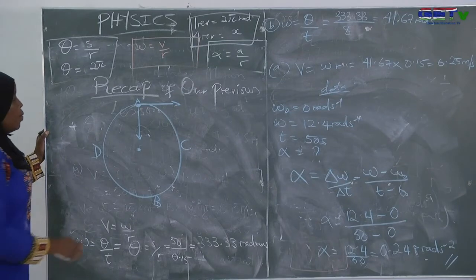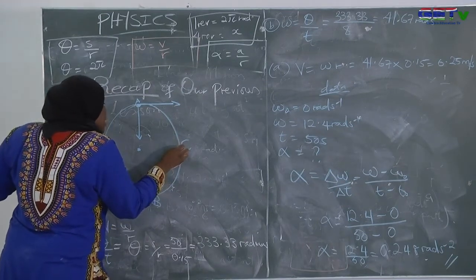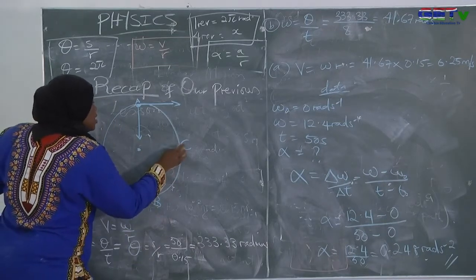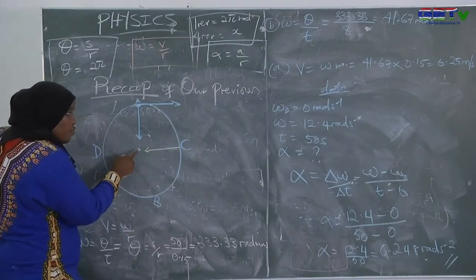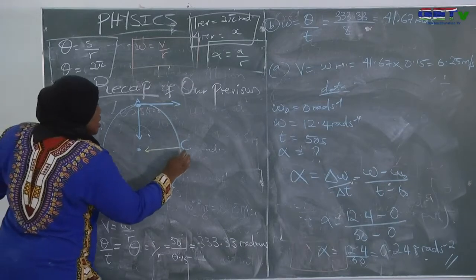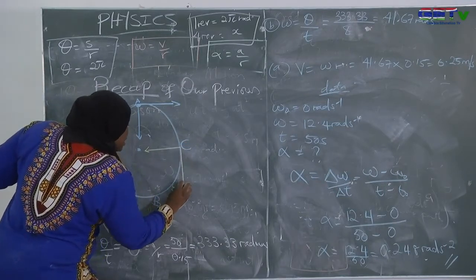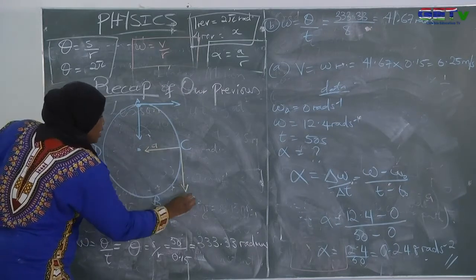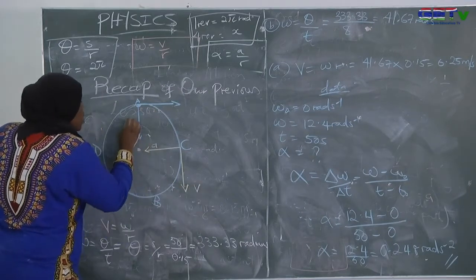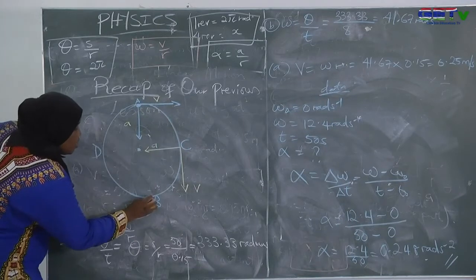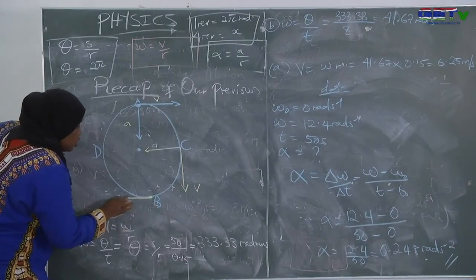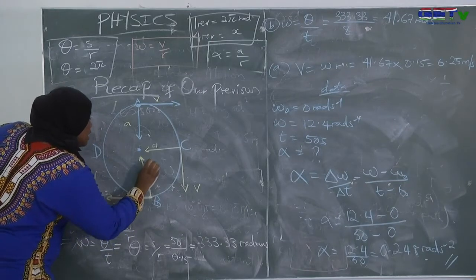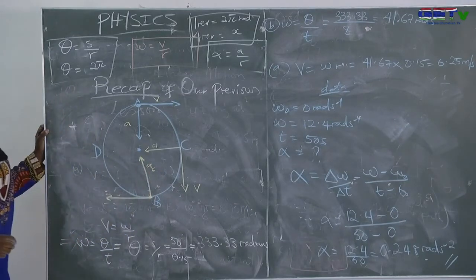When the object is at this point, the acceleration will be, let me use a different color chalk. The acceleration will be towards the center of rotation, but then the velocity will be vertically downwards. Is that understood? This is A and this is V. This is also A, this is also V. When the object is here, the velocity turns to the left, and then the acceleration will be towards the center of rotation. Is that understood?